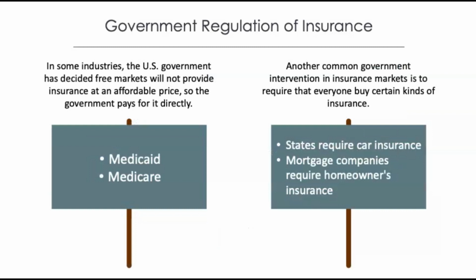Government regulation of insurance. In some industries, the U.S. government has decided free markets will not provide insurance at an affordable price. So that is when the government will step in and pay directly. So that's where Medicaid and Medicare come into play. Another common government intervention in insurance markets is to require that everyone buy certain kinds of insurance. State required car insurance is a really good example because in most states you must have car insurance. And mortgage companies require homeowners insurance.